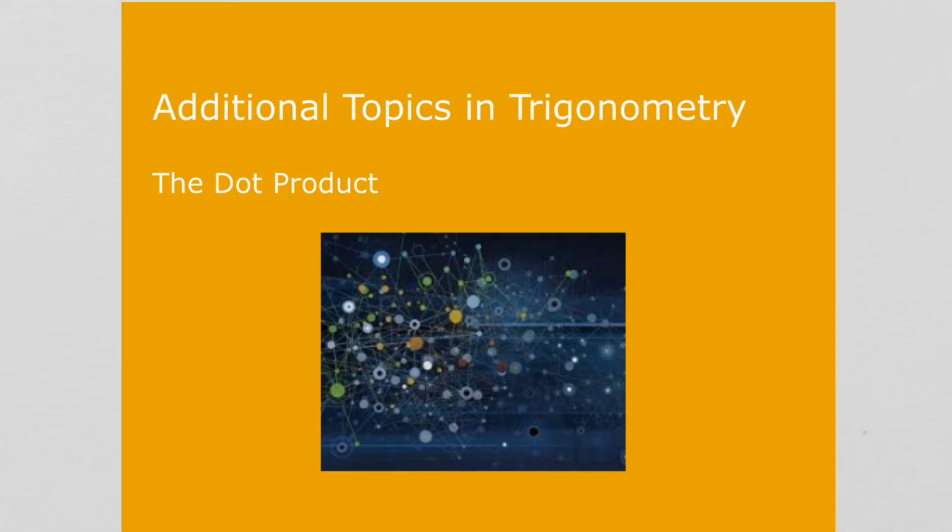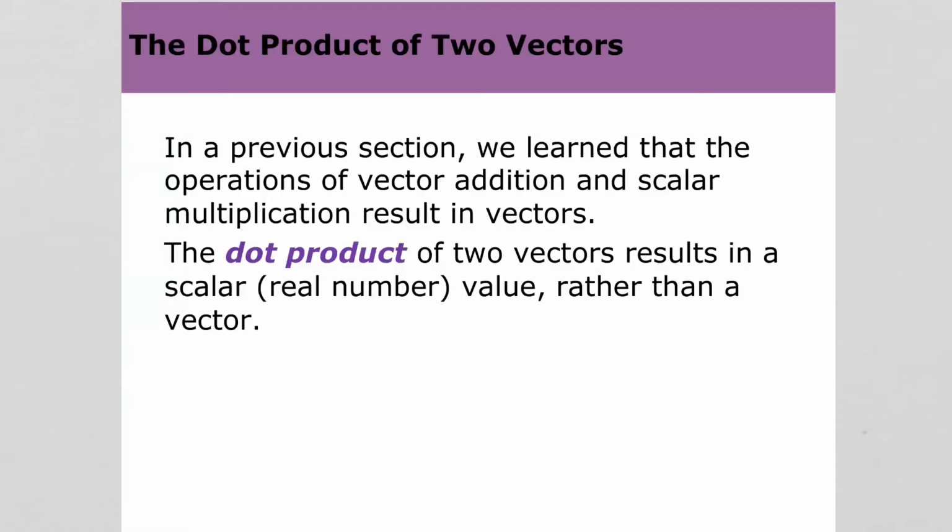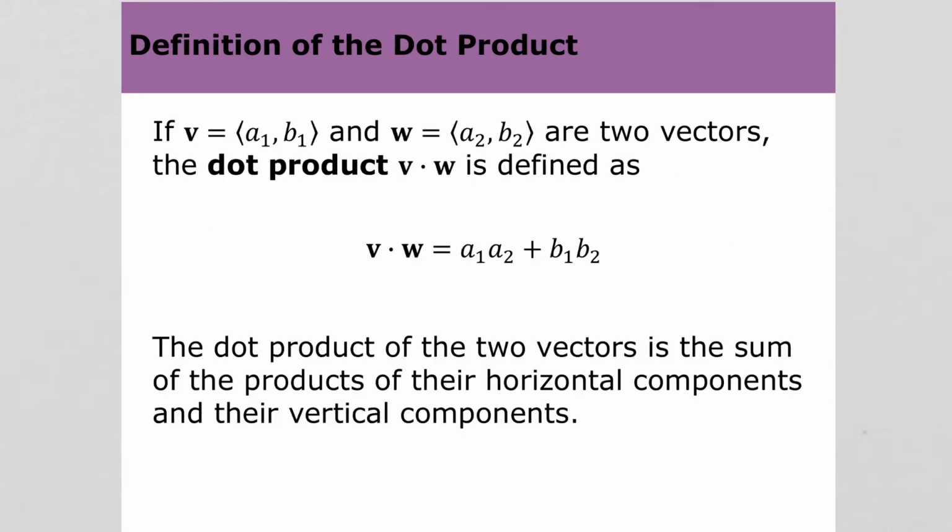In this section, we are continuing our work with vectors, looking at the dot product. The dot product of two vectors results in a scalar, or just a number, rather than a vector. If you have two vectors, you find the dot product by multiplying the x values and adding that to the y values multiplied. So that's a sub 1 times a sub 2 plus b sub 1 times b sub 2.